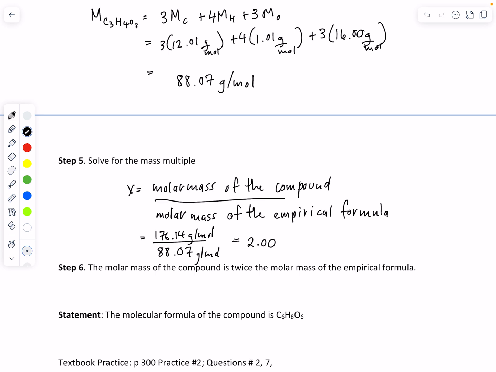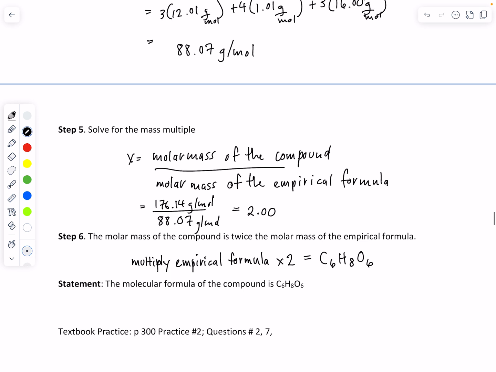So the molar mass of the compound is twice the molar mass of the empirical formula. So we'll multiply each by 2. So multiply the empirical formula by 2. And we end up with C6H8O6. So the molecular formula for the compound is C6H8O6.